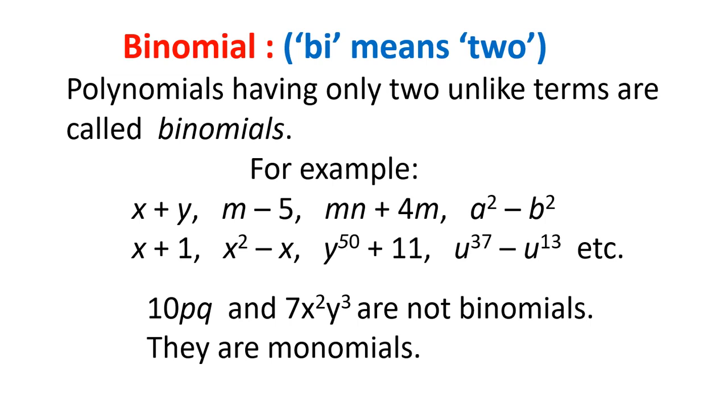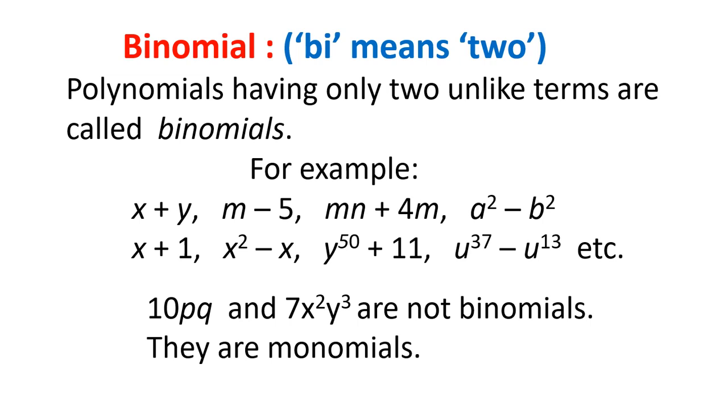polynomial is binomial. So what is binomial? Polynomials having only two unlike terms are called binomials. For example, x plus y. So x is one term, y is another term. m minus 5, m is one term, and minus 5 is another term. mn plus 4m. mn is one term and 4m is another term. Similarly, a squared minus b squared. First term is a squared and second term is minus b squared.